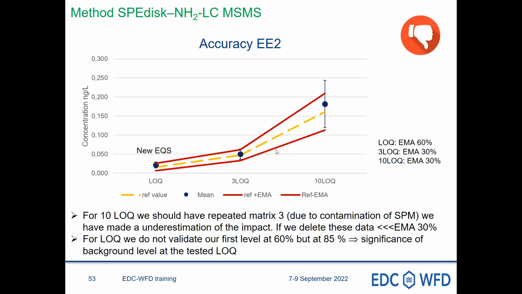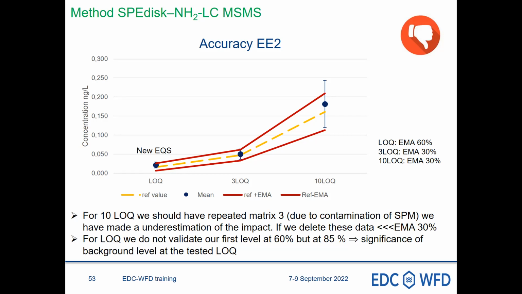Here we overpass the maximum tolerance for the LOQ. We are upper, and here we are not so good at 10 LOQ, but we have an explanation. It's linked to a contamination. We have identified the problem, but we did not scratch the data. We have kept them because we want to be transparent. We also had some problems. So still the same message. Everything should be under control, and we have made a mistake.